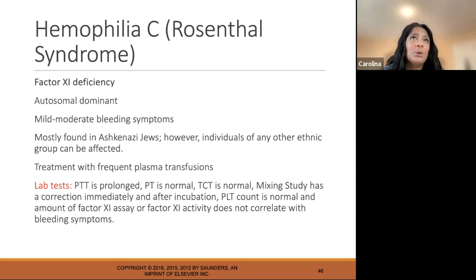Lab tests will include a prolonged APTT, a normal PT and TCT, a mixing study with correction, a normal platelet count, but then issues in the level of activity of factor 11. All right, now, the only thing that we need to keep in mind is that the amount of activity that we find when we do that factor assay doesn't usually correlate with the bleeding symptoms. So with hemophilia A and B, we can sort of correlate the amount of factor that we have with the bleeding, right? With severe, moderate, mild, but we can't really assess that so much with factor 11 deficiency.